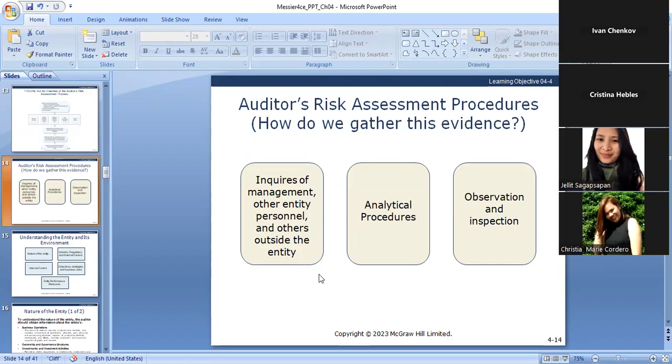Obviously, you're going to talk to the people inside. If they have directors' board meetings, minutes of those meetings, you're going to access that information as well. Then you start doing your analytical procedures. Again, how are we going to gather that, the analytical procedures? Simple way. Access to the company information. Once you have access to the company information, start doing your testing.